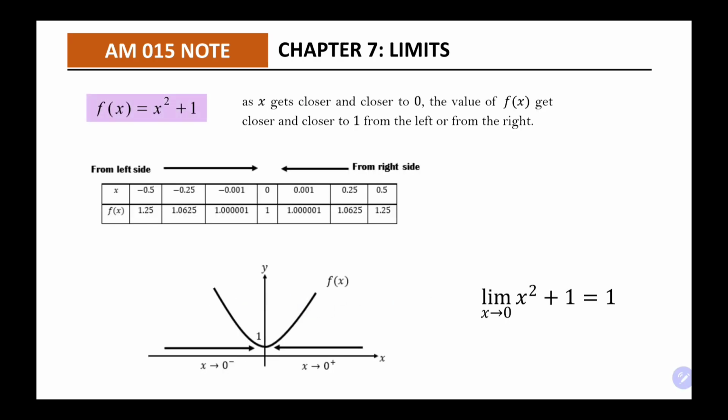Example, if we have function f(x) equals x squared plus 1, as x gets closer and closer to 0, the value of f(x) gets closer and closer to 1 from the left or from the right. It means kalau kita substitute value x equals 0, kita akan dapat 1. Tapi for limit, dia bukannya equals to 1, but closer and closer to 1. Semakin menghampiri 1. So, if we put limit x approach 0 of x squared plus 1, we can get answer 1. Limit means we just approach 1.